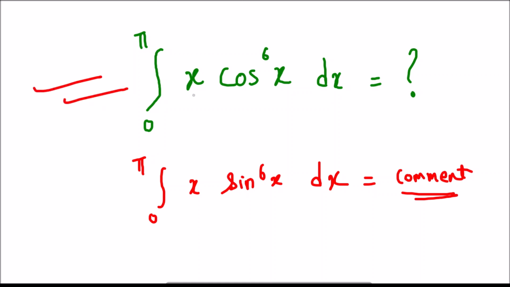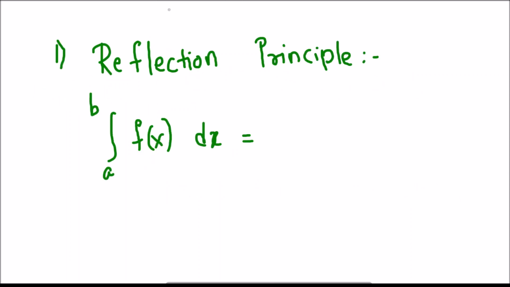Now you can see there is a product of a variable, an algebraic function, and a trigonometric function. If you go by integration by parts, it will take a lot of time to solve this problem. So what to do? To solve this one, I'm going to use three things. The first thing is the reflection principle. So what is the reflection principle?